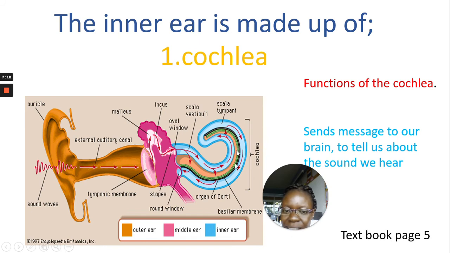So this is the inner ear, which is the cochlea. Now, the cochlea's function is to send messages to our brain to tell us about the sound that we hear, if it's a loud sound, or a soft sound, or a sound of danger. These are the parts of the ear. We have the outer ear, middle ear, and the inner ear. One more time. Outer ear, which is the brown part, middle ear, which is the pink part, and the inner ear, which is the blue part.